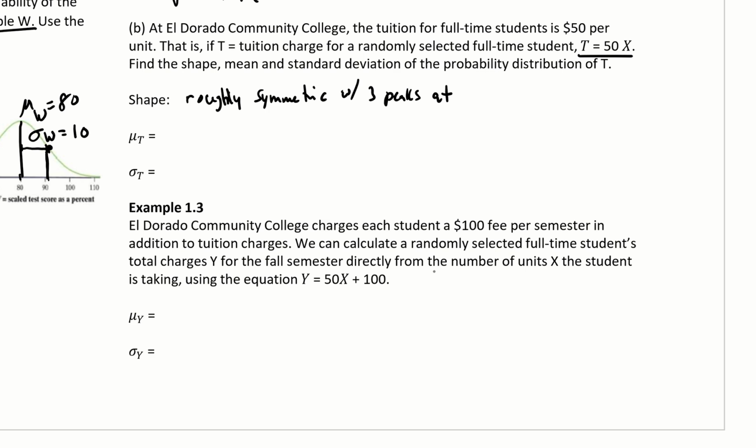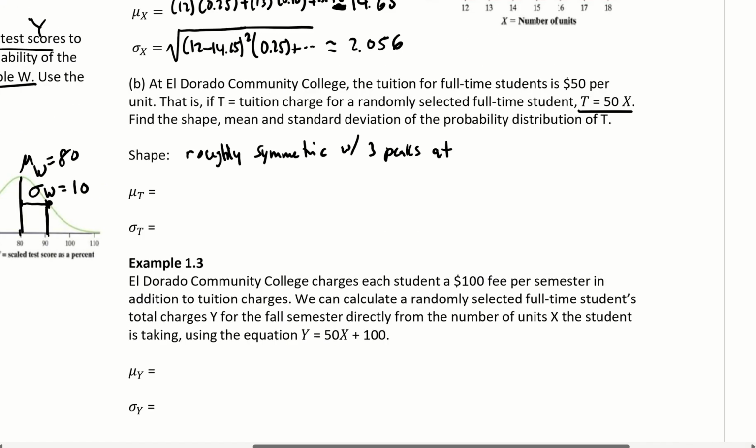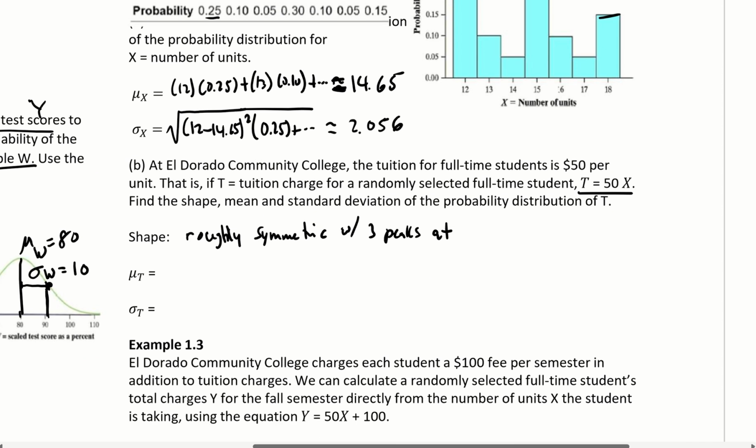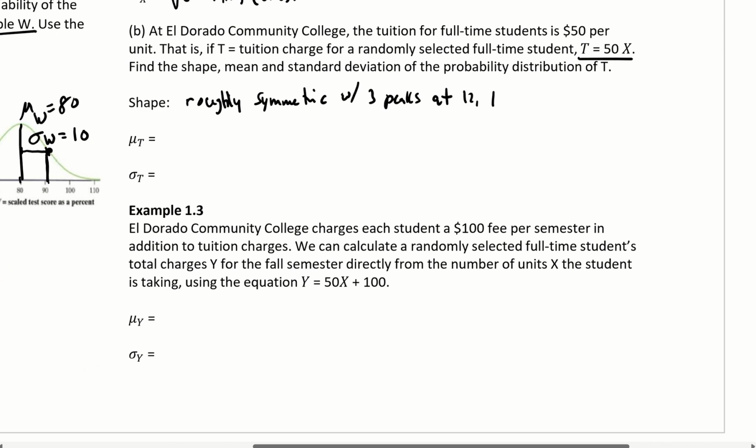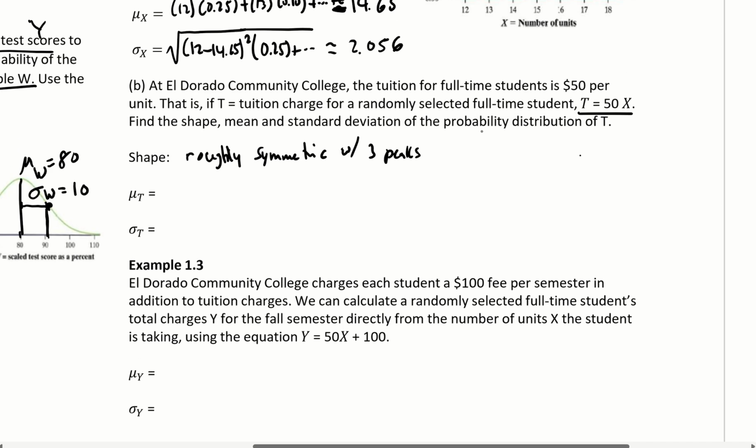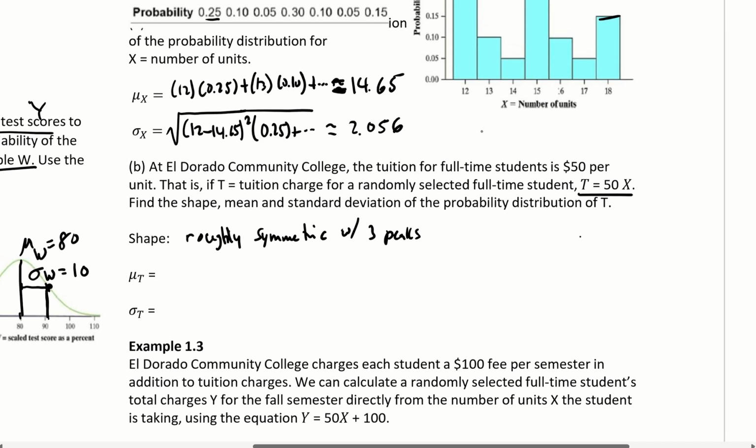Three peaks at, what were the peaks? They were 12, 15, and 18. So the shape is not going to change. Well, I'm going to say with 3 peaks here, but the peaks are not going to be at 12. I just thought of it. So the peaks are not going to be at 12, 15, 18, right?